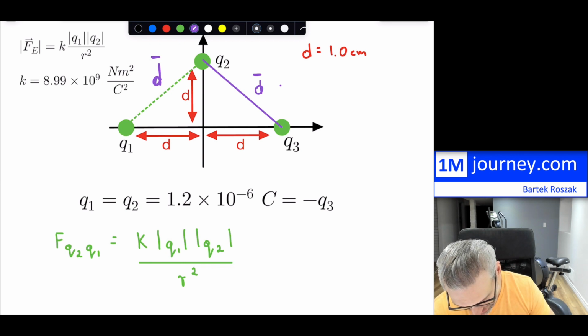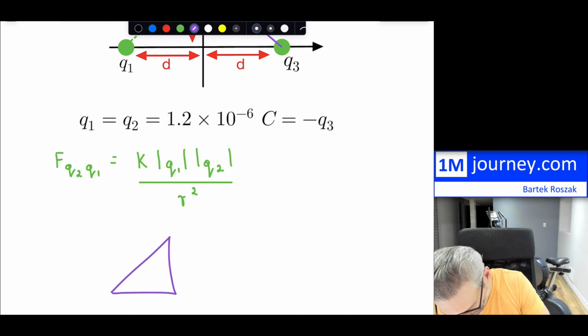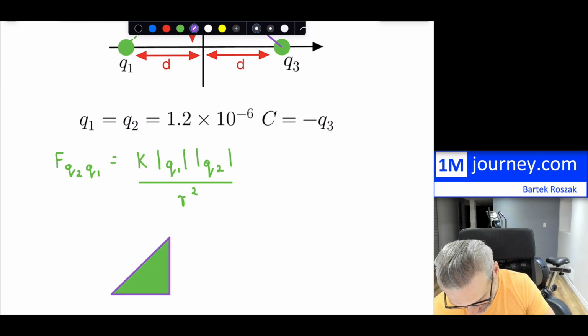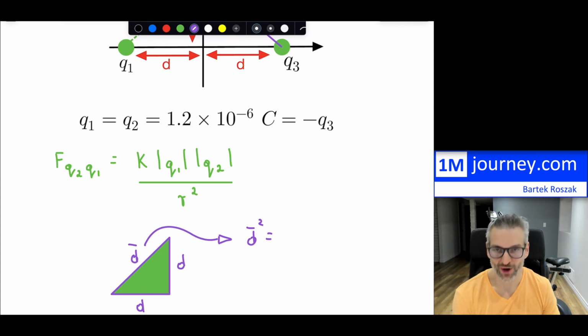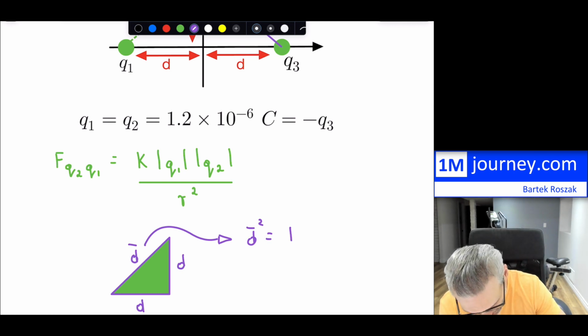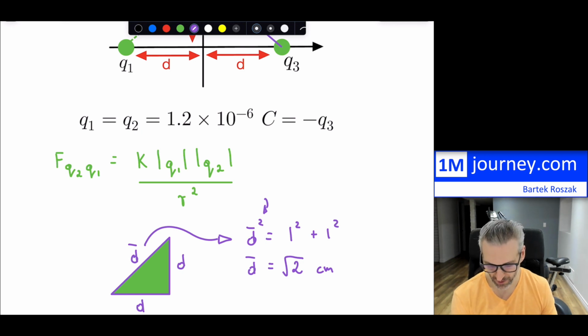All right, so let's find this D bar. That D basically comes from the triangle, as you can see right there. So that's going to be the D and the D, and this is the hypotenuse right there. So we know that D bar squared is going to be equal to 1 squared plus 1 squared, which is 1 plus 1, equal to 2 altogether. And we're going to take the square root of that. So that's going to be the distance, and this is in centimeters. This is what we have right there.